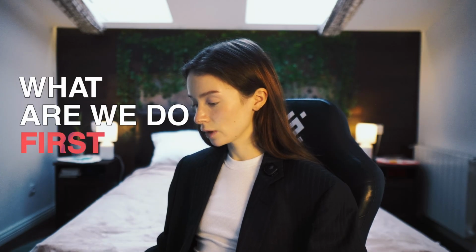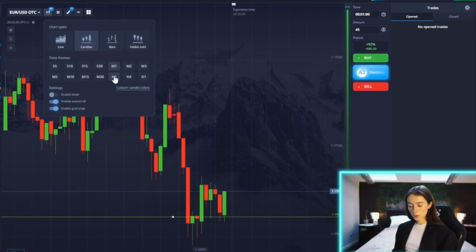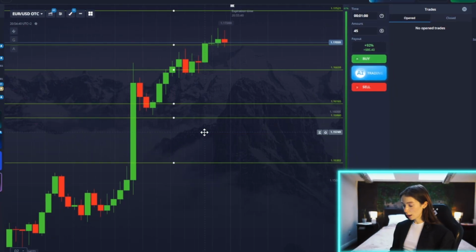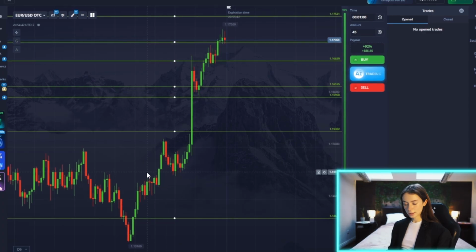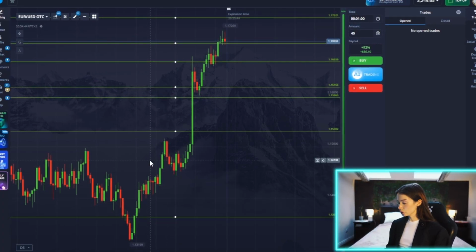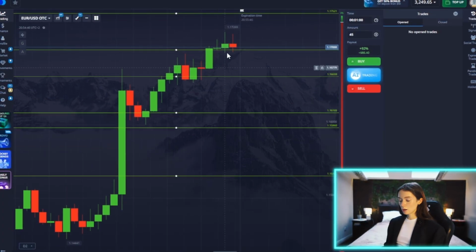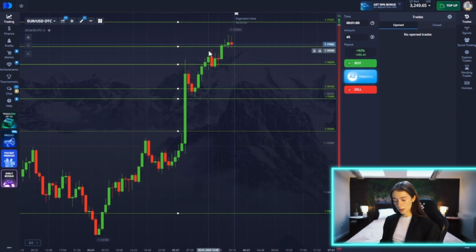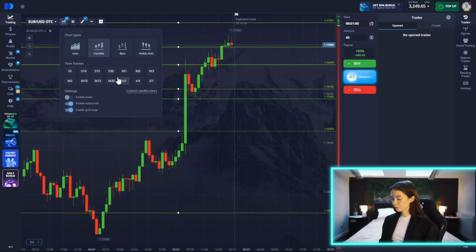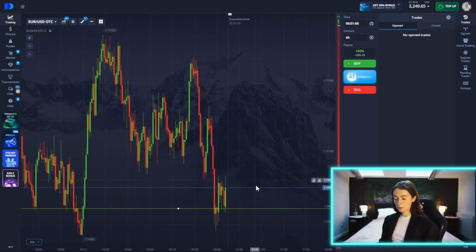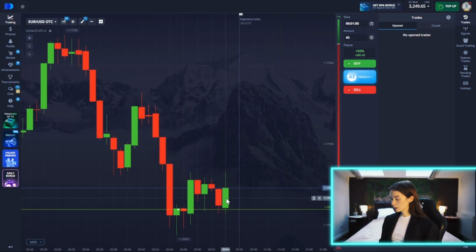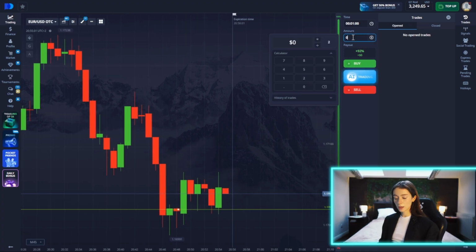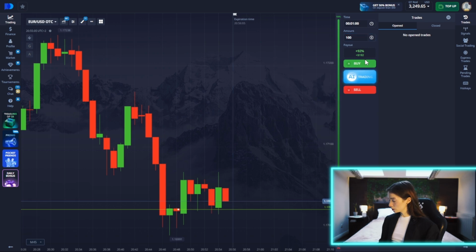What do we do first? We open the 1 hour time frame and look at the situation. We identify the trend. The trend is bullish, clearly bullish. There are small signs of flattening, but I still think price will move up. Now we open the 1 minute time frame. Here we see good buying momentum. We wait for a small pullback and enter a buy, setting a 100 order.